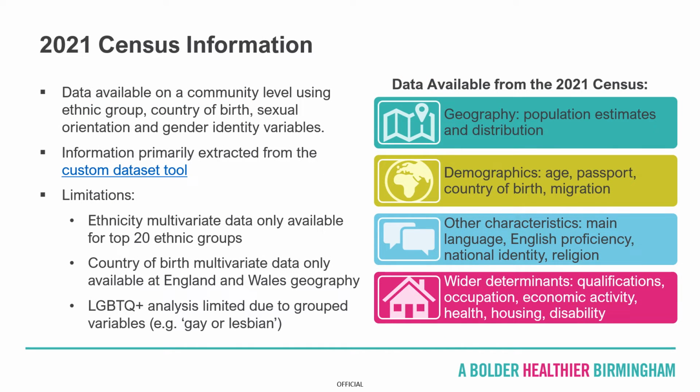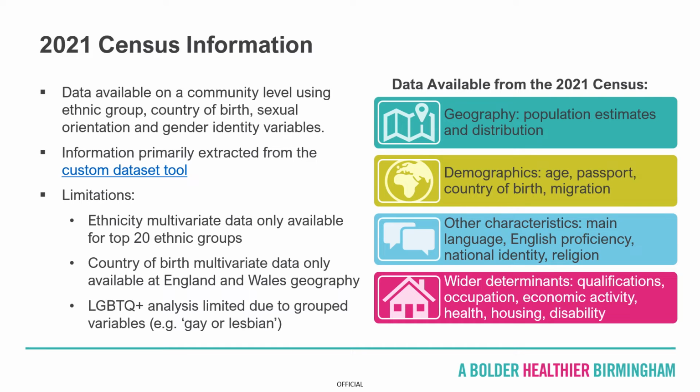One of the most relevant data sources that was included in every one of the profiles is the census, and especially in the 2021 census, for a lot of the communities we could extract data using either ethnic group, country of birth, sexual orientation or gender identity, and do a lot of multivariate analysis using their custom dataset tool. We looked at geography in terms of population estimates and distributions for population-based and locality-based approaches to health interventions.